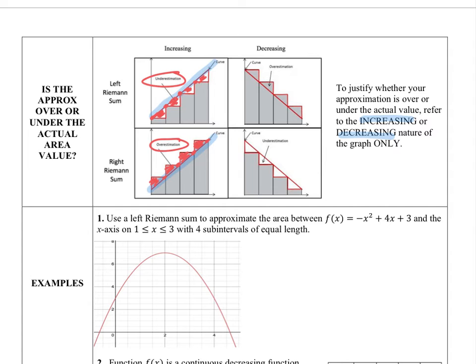If I switch the graph to now be decreasing, just the opposite happens. My left Riemann sum, again, the left corners of these rectangles are sitting on the graph, creates an overage because I'm including these chunks in my answer that are not technically underneath the graph, so that's an overestimation. A right Riemann sum on that same decreasing graph, because I am missing chunks of area, will be an under approximation. When you're asked over or under approximation, you're going to refer to the increasing or the decreasing nature of the graph. It has nothing to do with the concavity.